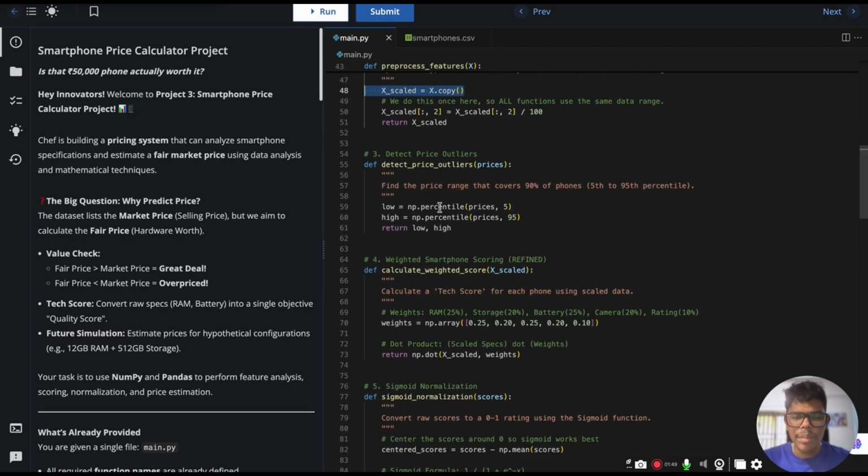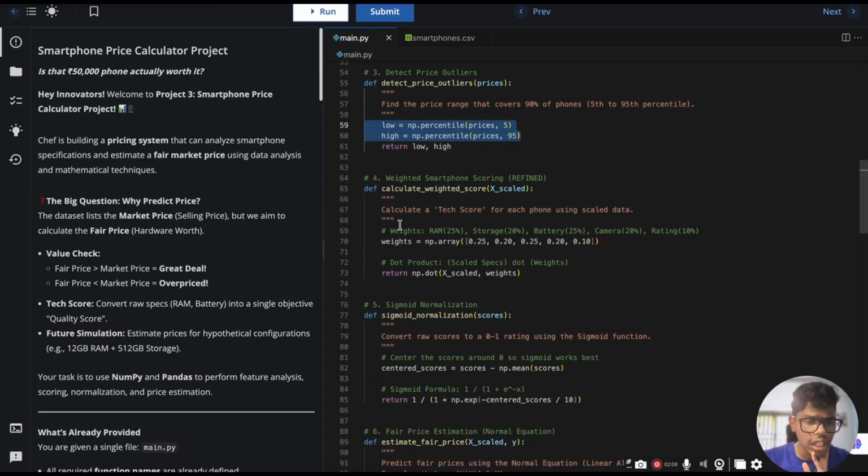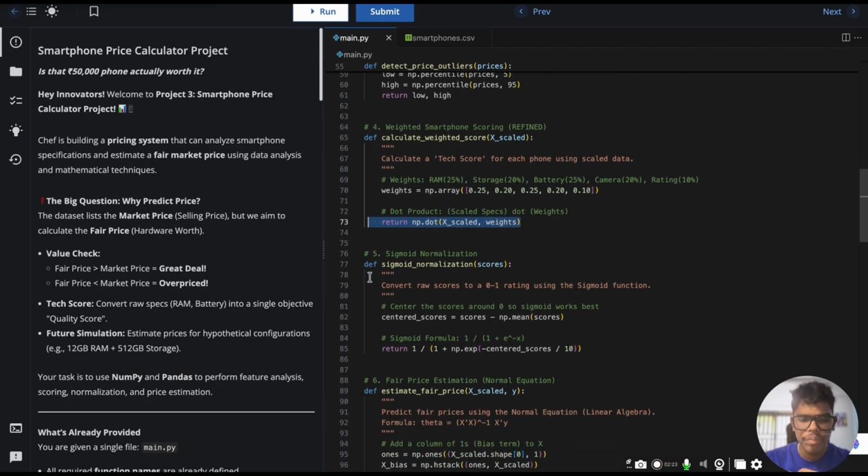Now after that, we have to detect the price outliers. That is, find the range that covers 90% of the smartphones, basically the 5th to 95th percentile of the quartile range. We check from the lowest to the highest, so we get the price range for 90% of the smartphones. Then we have the tech score for each phone. That is 25% RAM, 20% storage, 25% battery, camera, and then rating is 10%. Using all this, we bring out the tech score for that particular phone.